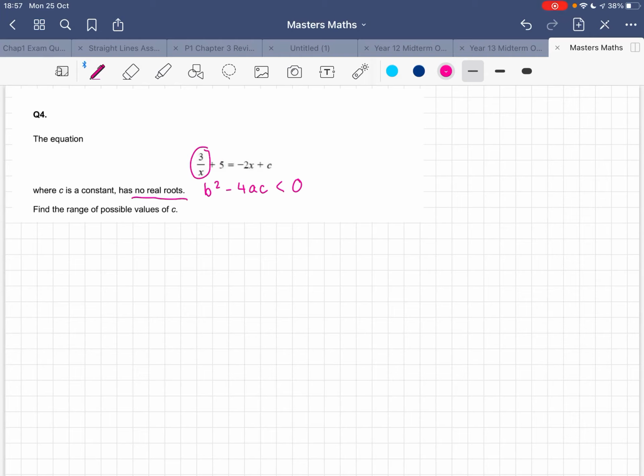I do not want that fraction to be there. So to get rid of it, I need to multiply everything through by x. The important thing is everything. Every single term in that equation needs to be multiplied by x. A really common mistake is that people multiply the fraction and end up with 3, but forget to multiply the 5 by x as well and miss terms out. So make sure everything in that equation is multiplied through by x.